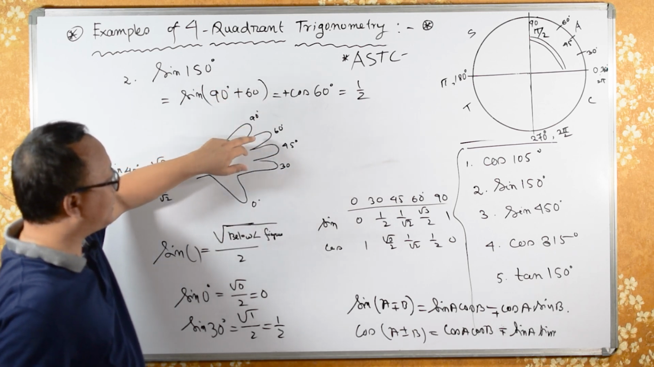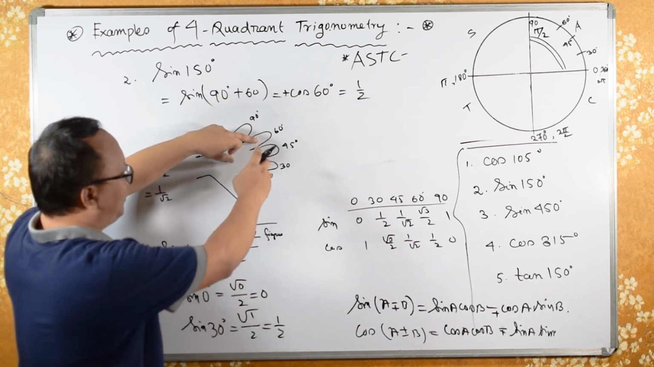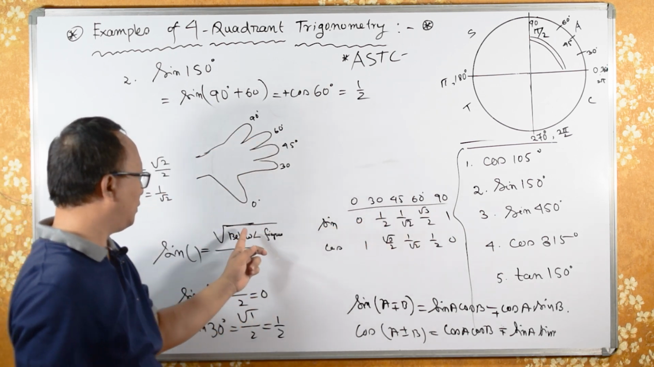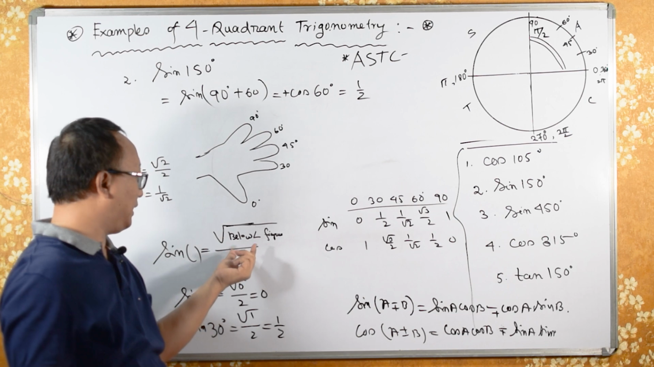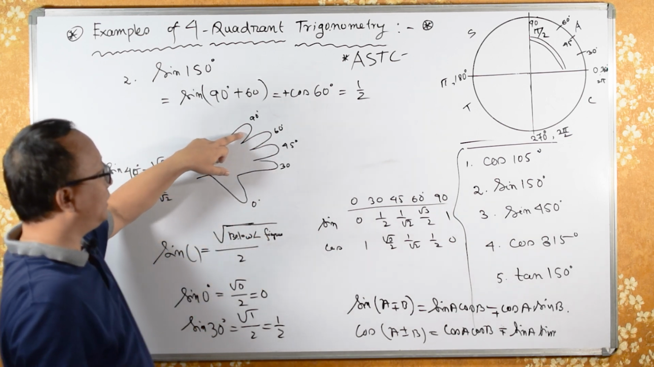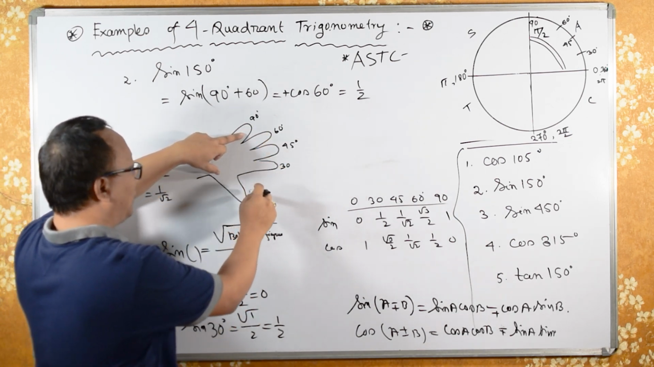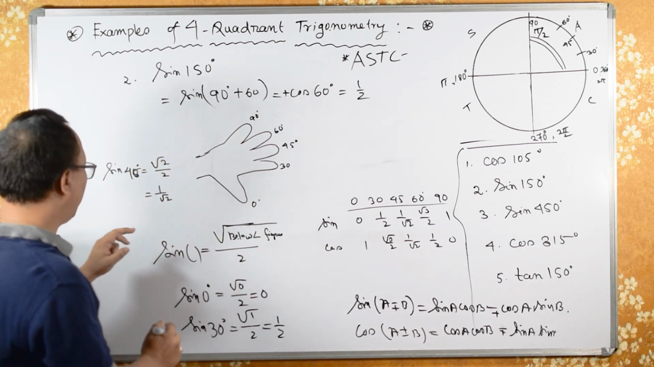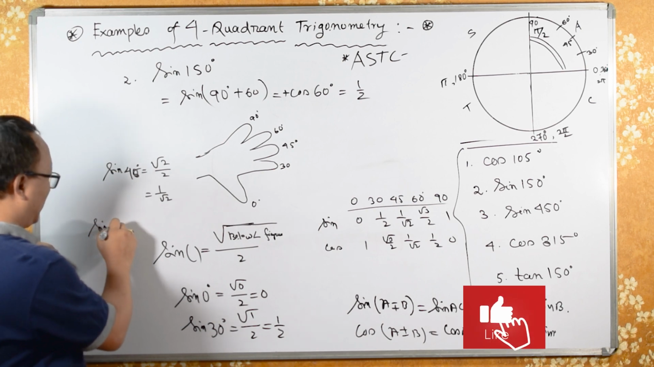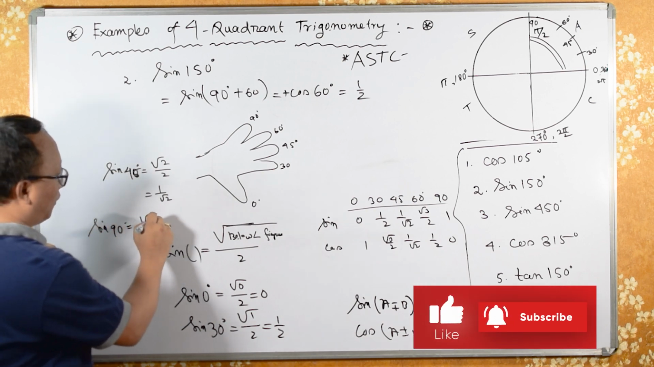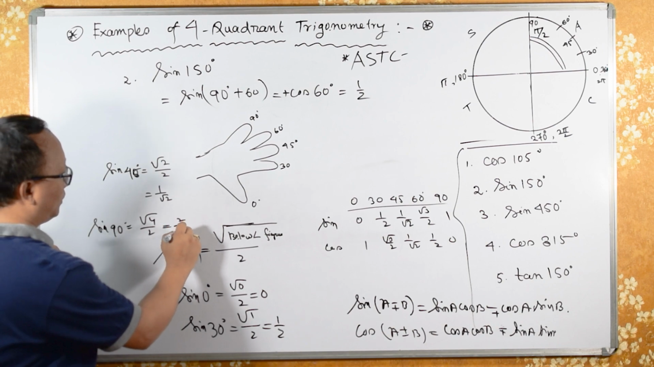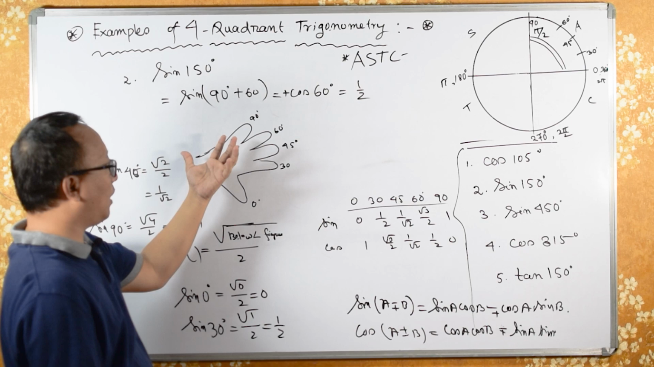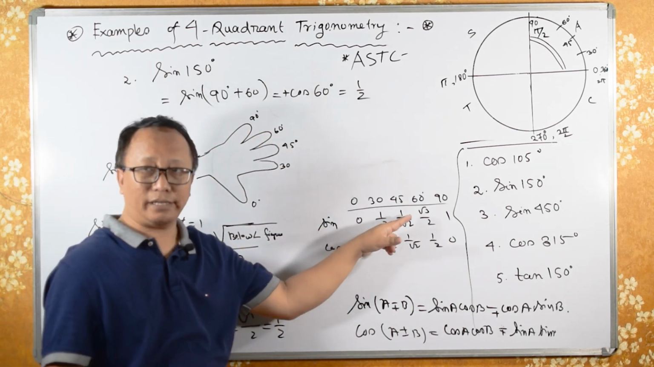Similarly, if I want to find sine of 60 degree, how many fingers we have? 1, 2, 3. So it will be root 3 upon 2. And 90, how many fingers there? 1, 2, 3, 4. 4 fingers are there, okay. Therefore sine of 90 is square root of 4 upon 2, is 2 upon 2, is 1. Okay, this is how to remember sine angles.